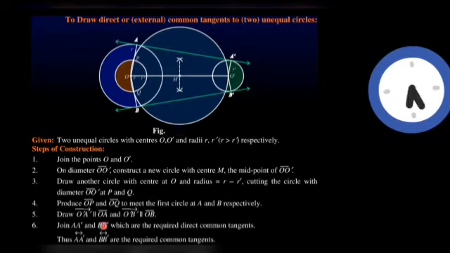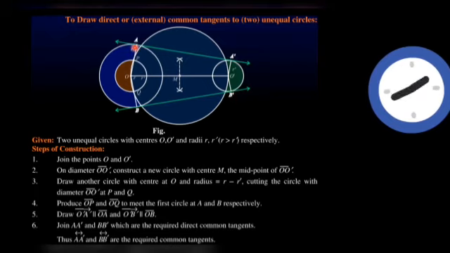Note these points. Now draw O prime A prime parallel to OA. This is O prime A prime. This is OA. O prime A prime should be parallel to OA. Now O prime B prime is parallel to OB. These two lines cut this smaller circle at points A prime and B prime.